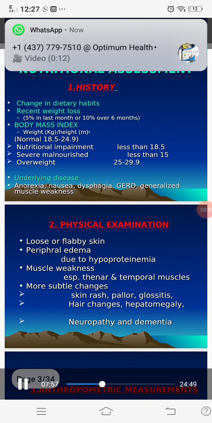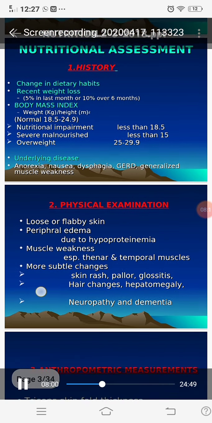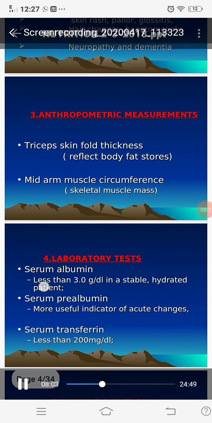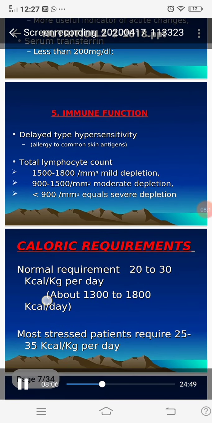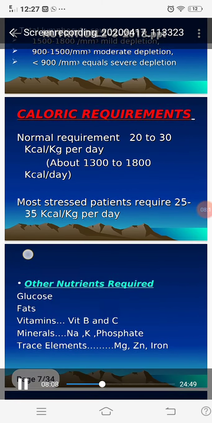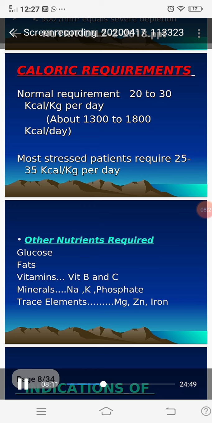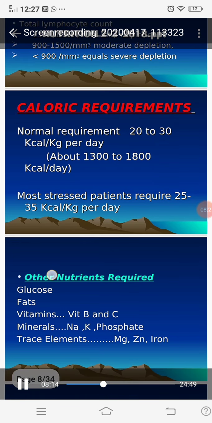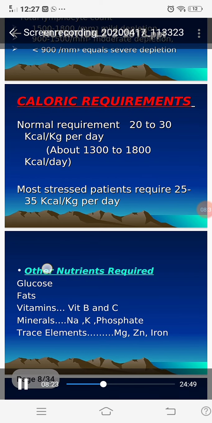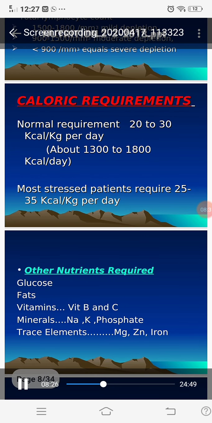We have discussed what is nutrition and how to assess the nutritional status of the patient by history, by physical examination, by anthropometric measurement, by laboratory test, by immune functions. Then we go through the caloric requirement of the patient. Then there are some other nutrients which are required, like glucose, fats, vitamins like vitamin B and C, which is very important, especially for wound healing of the patient, and especially if wound healing is affected by these vitamin deficiencies, the surgical patients are more prone to this. Then there are the minerals like sodium, potassium, phosphate, then trace elements, magnesium, zinc and iron.